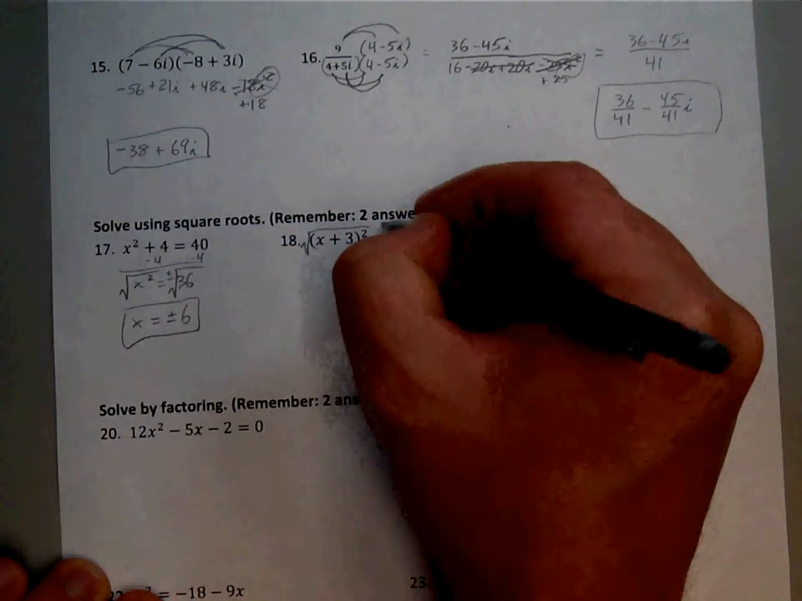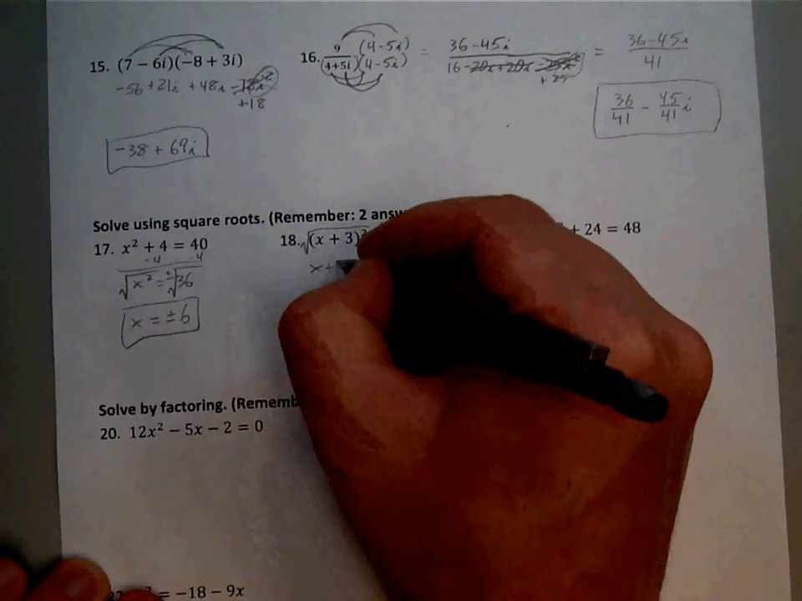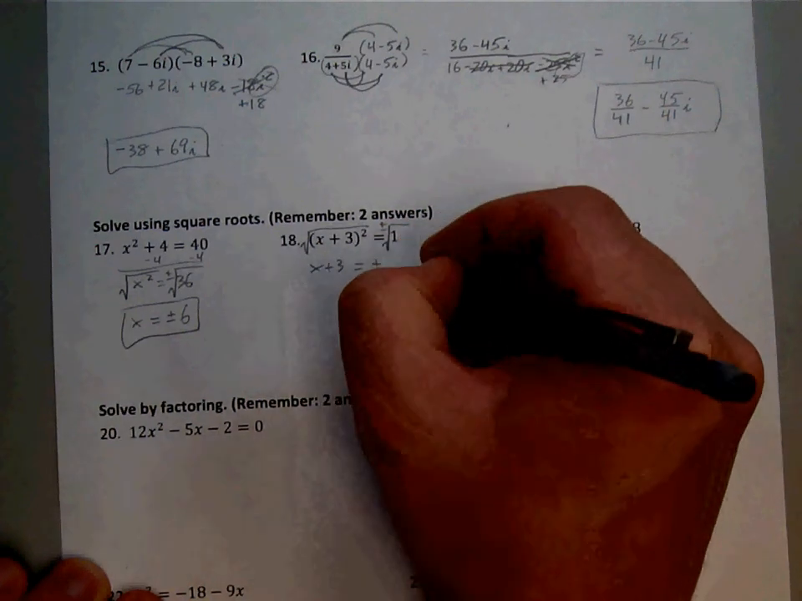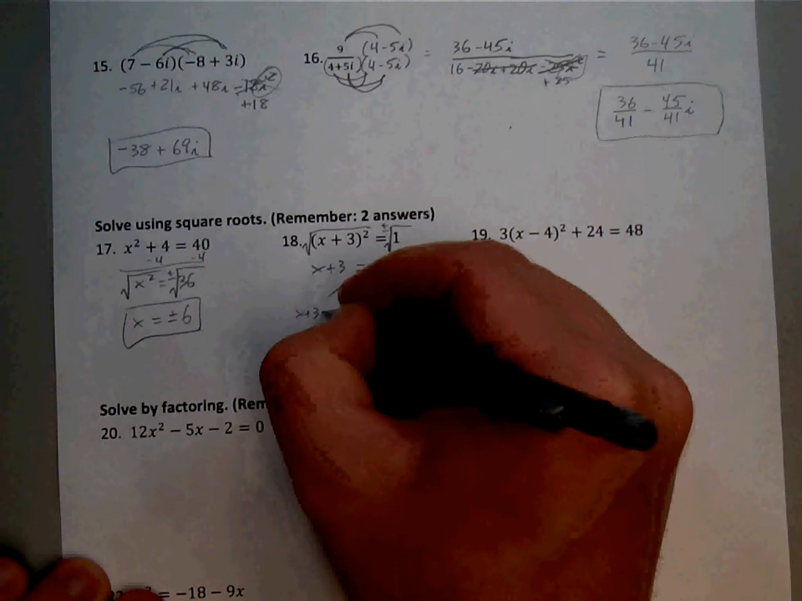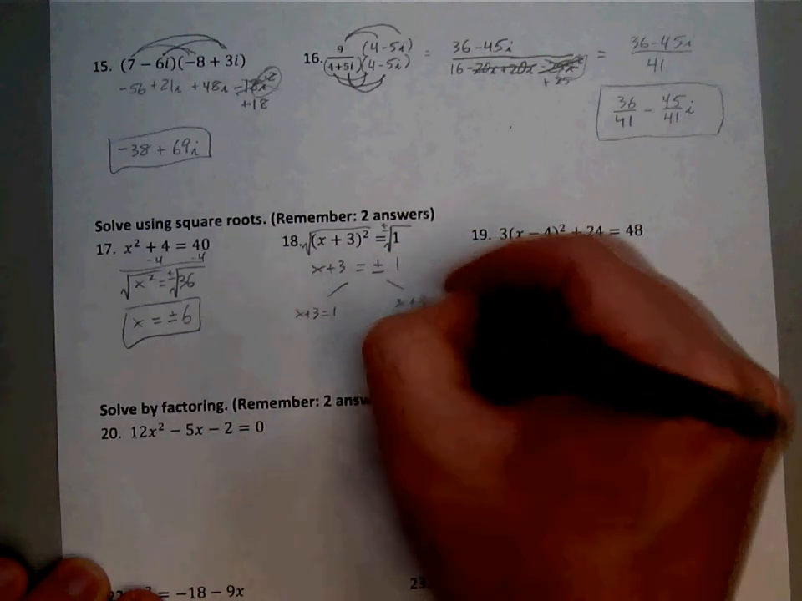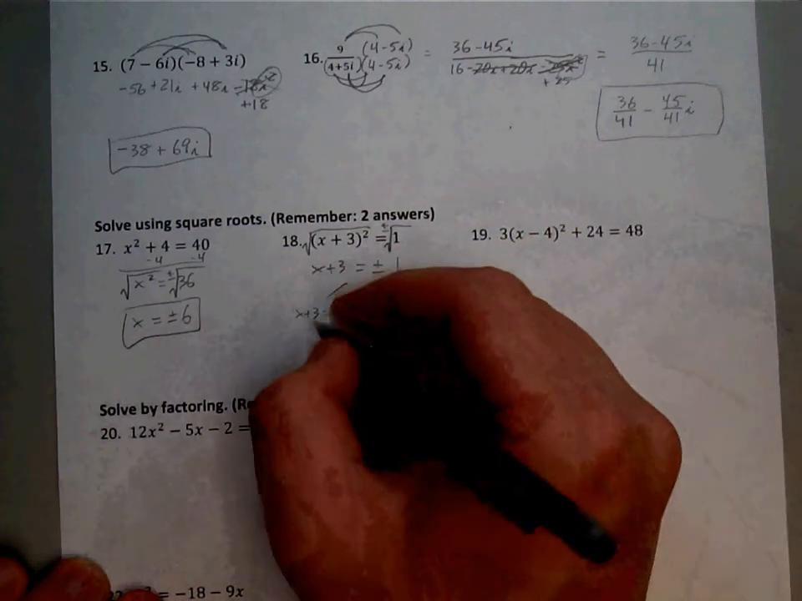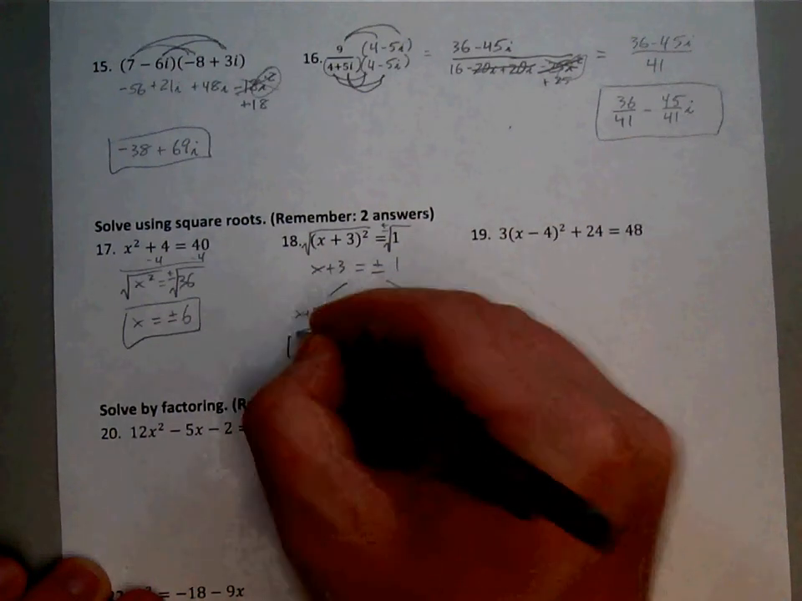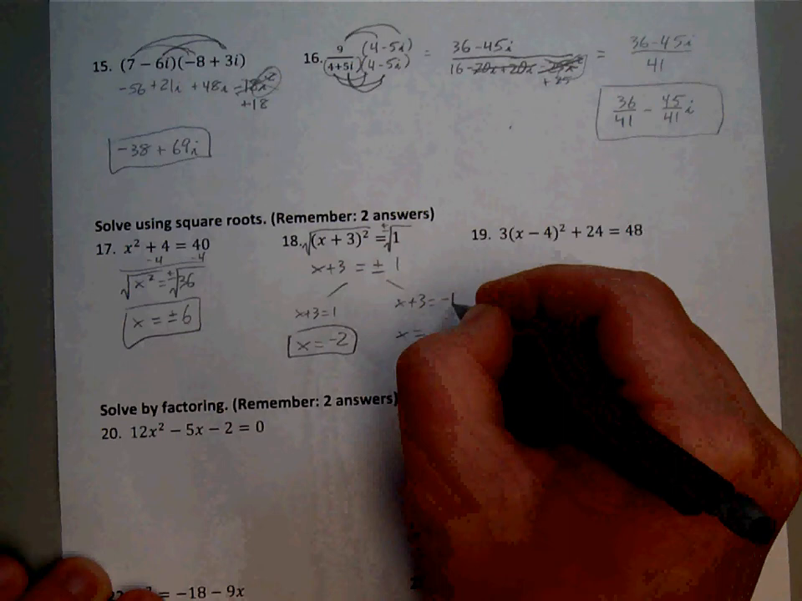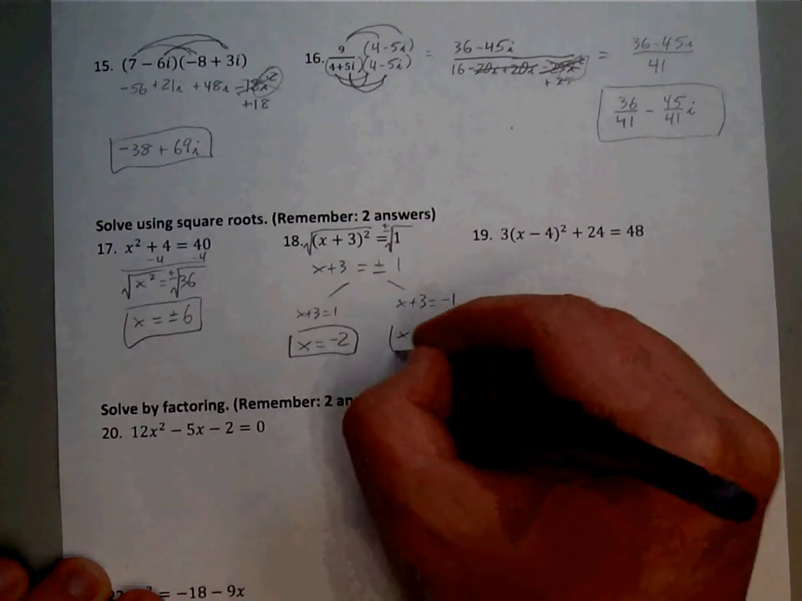Square root, plus minus. So x plus 3 equals plus minus square root of 1, which is 1. I've got to go a step further, so I'm going to write my two equations with the 1 and the negative 1, and subtract your 3. From 1 you get negative 2. Here subtract 3 from negative 1, you get negative 4.